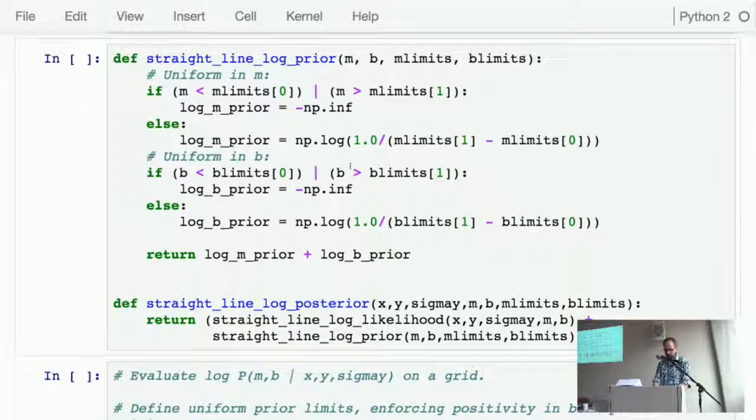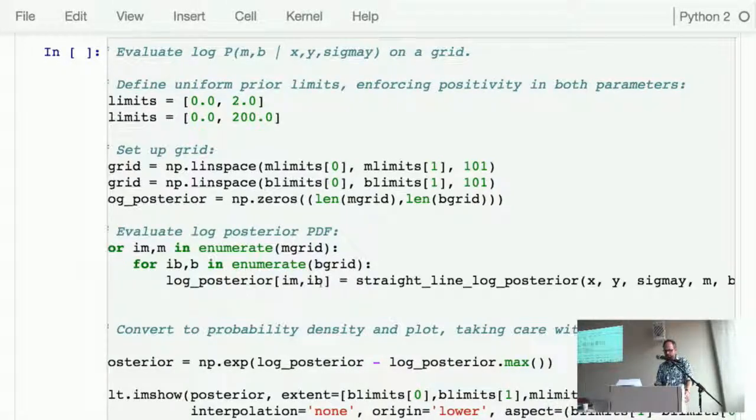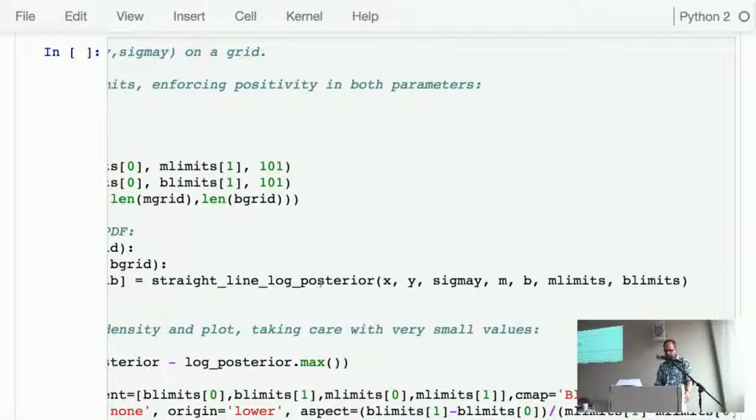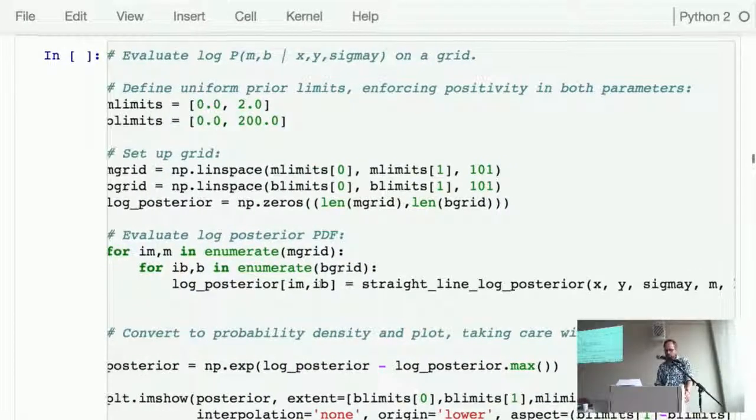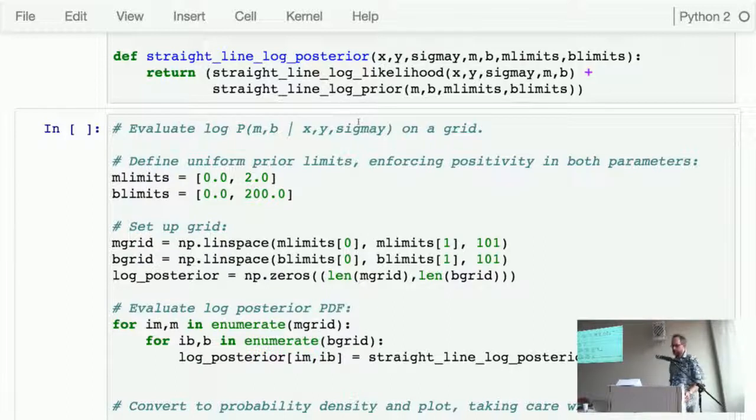Okay, so let me execute that. And now here's code to evaluate on a grid. I make a list of M parameters and a list of B parameters, and then start filling up element by element the log posterior. Really, I should have called this the log unnormalized posterior, because here you can see straight line log posterior core was just the sum of the log likelihood and the log prior. Okay, so let's go ahead and do that.